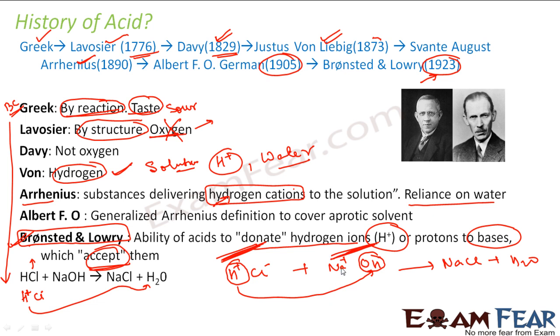We'll take the definition of base also, but in this case we can focus only on acid. So anything that gives a hydrogen ion. Here it was H plus Cl minus. It gave this H plus and became NaCl. So it donated the hydrogen ion, so it is called an acid.